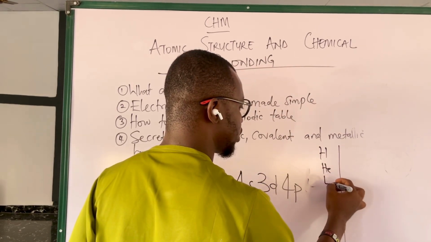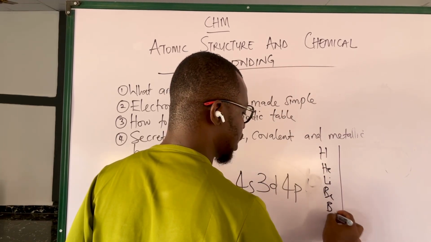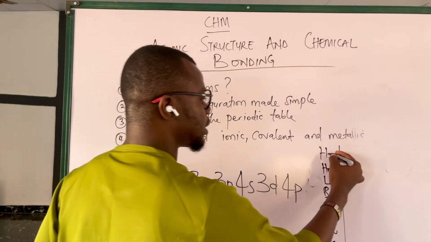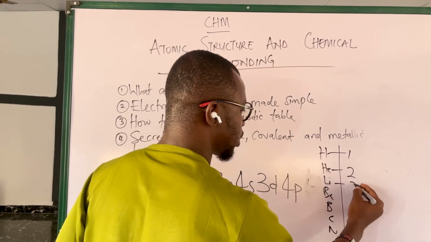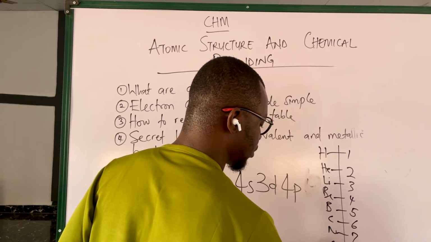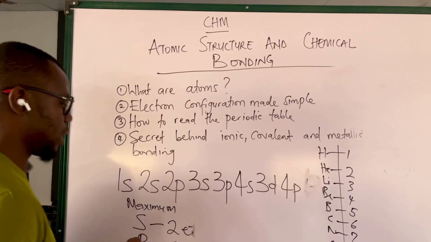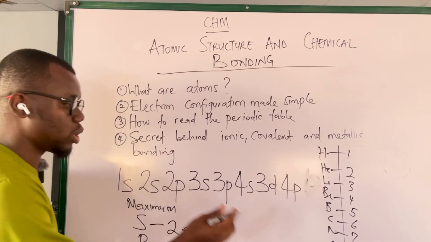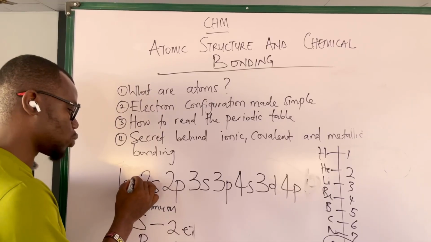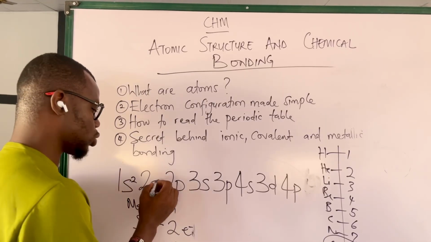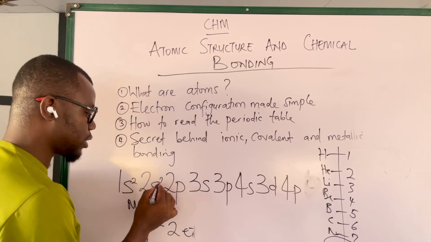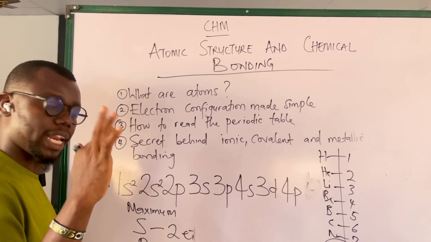hydrogen, helium, lithium, beryllium, boron, carbon, nitrogen, oxygen. So let's stop here. Now, this is 1 electron, 2 electrons, 3 electrons, 4 electrons, 5, 6, 7, and 8 electrons. Now, the maximum this can contain, so let's say I want to do the electronic configuration for oxygen. This is 1s2, right? And I'm having 6 more electrons left. This is going to be 2s2. I'm having 4 more electrons left.